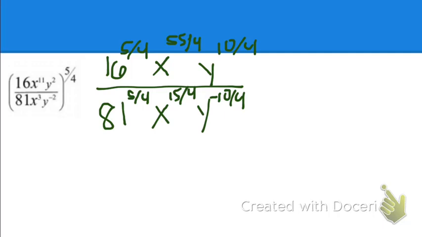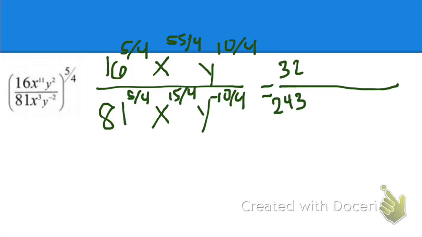So now, let's clean this up a little bit. So 16 to the 5/4 power, if you take the fourth root of 16, that's 2, raise that to the 5th power, we get 32. Let's ignore the variables for a second. And 81 to the 5/4 power, fourth root of 81 is 3, raise to the 5th power, and you get 243.